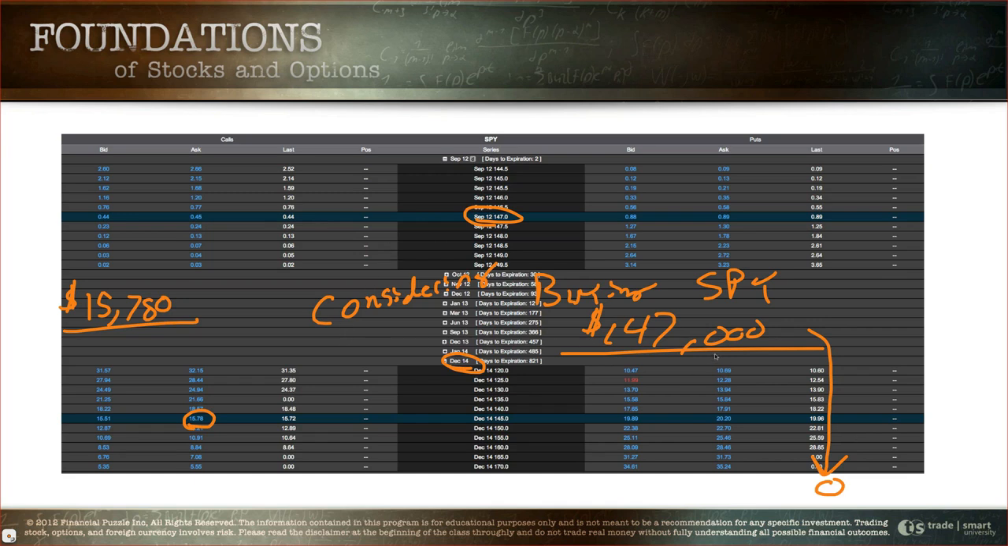So you technically have $147,000 at risk. Now, how far down could your 145 leap go? But you only have $15,780 at risk. So the amount of capital you're putting on the line is substantially lower. Do you see the advantage there, Kevin? Does that make sense? Okay.